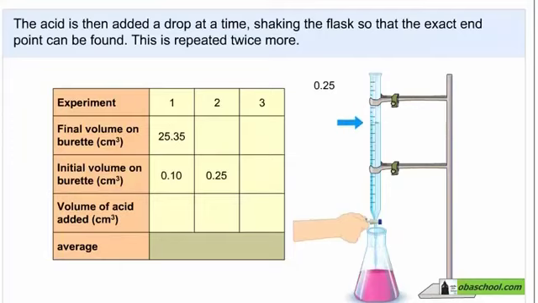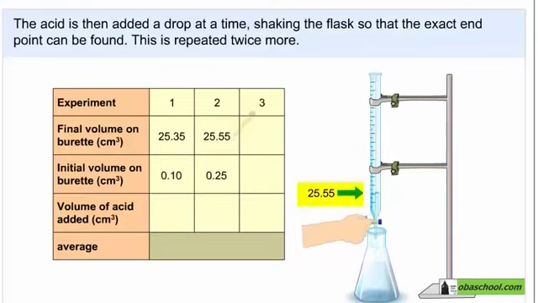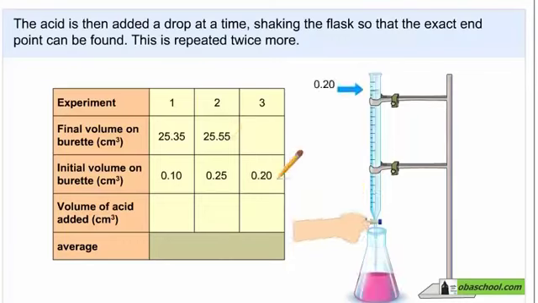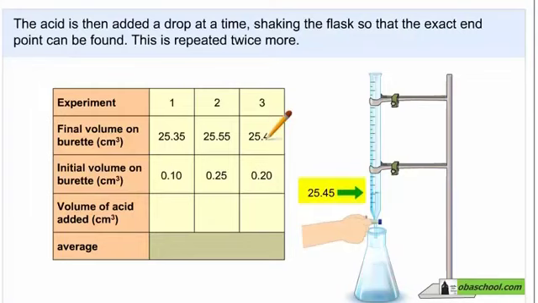We repeat the experiment. The starting point is 0.25. We are adding acid now. Don't forget to shake. The pink color disappears, so we stop this experiment. This time the end volume is 25.55. We also repeat the experiment. We begin with 0.2. We add the acid solution. We shake. We reach the end volume of 25.45.